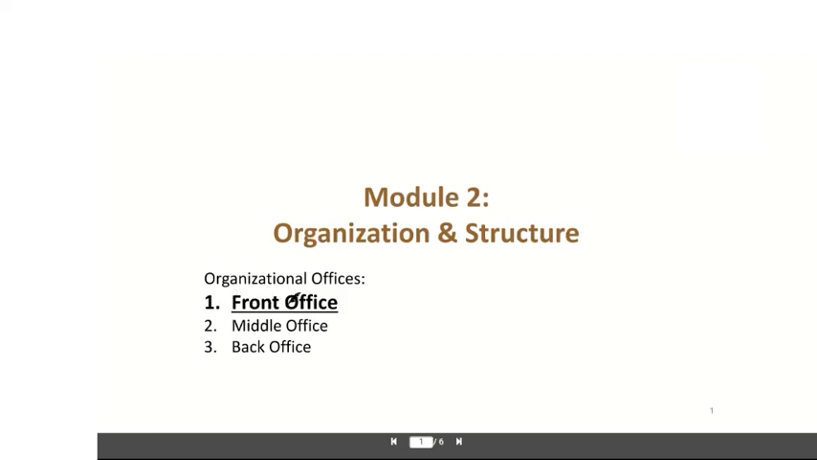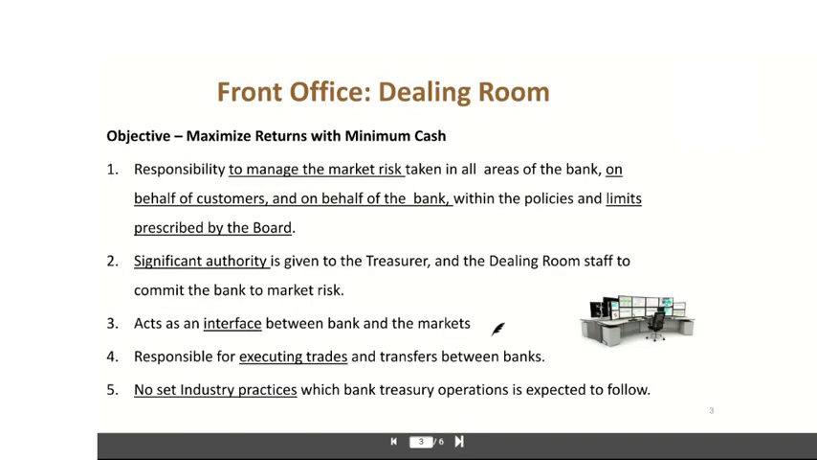Briefly, we are going to discuss the role of front office, middle office, and back office. But in this session, we are going to focus just on front office. In the next module, we'll cover the middle office, and in the third one, we will talk about the back office. Okay, so let's start.